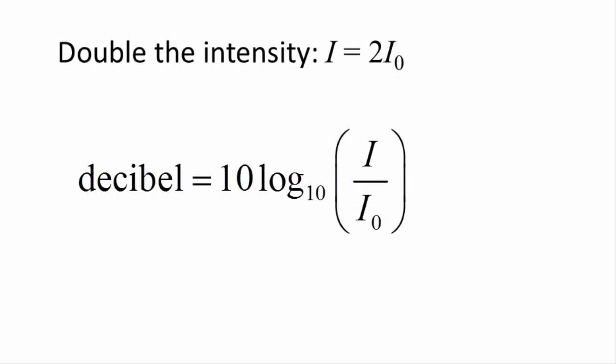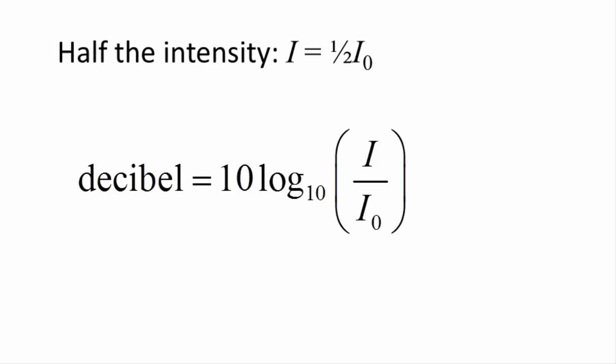So what is the change in dB when the sound doubles its intensity? When a sound doubles its intensity, this is equal to a change of 3 dB. What about when the sound halves its intensity? When the sound intensity is halved, this is equal to a change of negative 3 dB.